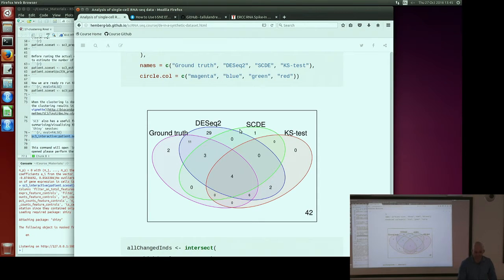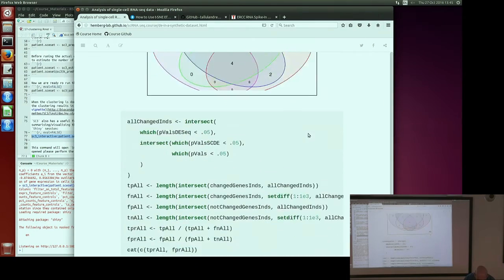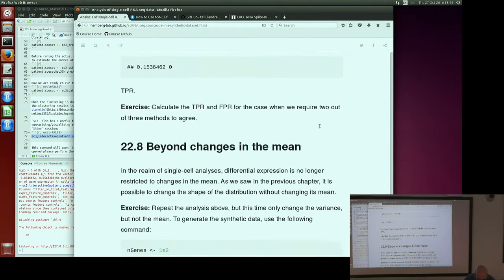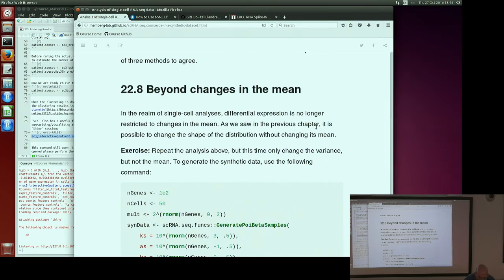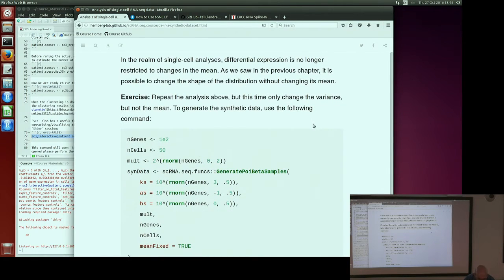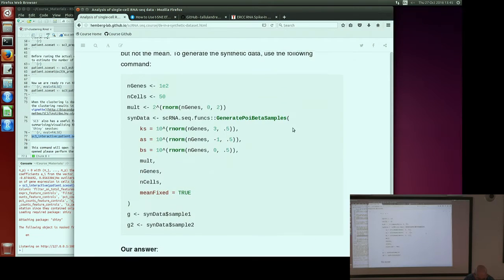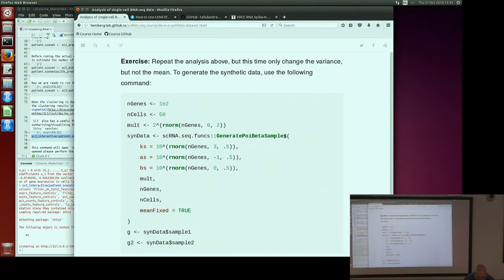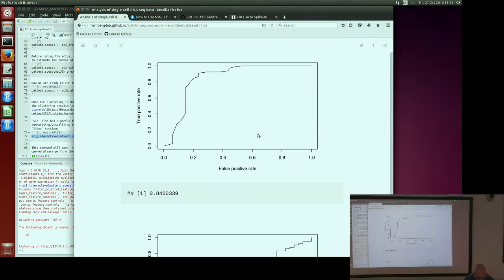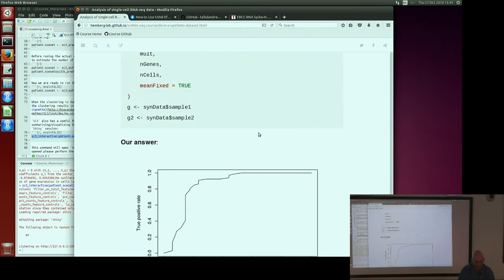Okay, so we are going to proceed to the next. No, we're not at the next section just yet. So we have a variant of the previous exercise, where instead of changing the parameters randomly, we just change the dispersion parameter, so what happens is that we are only changing the variance, whereas the mean is kept the same.